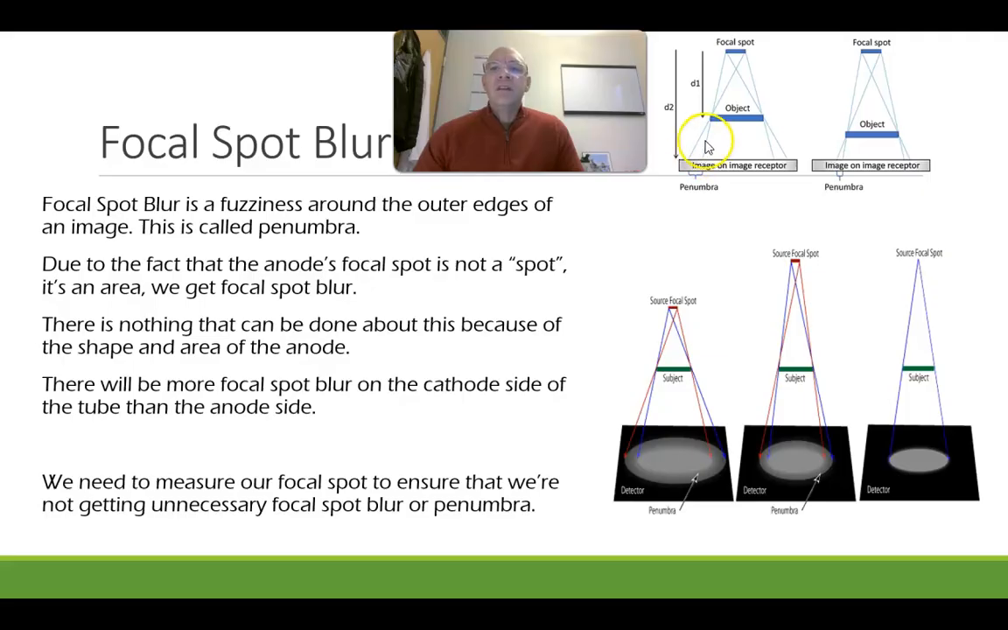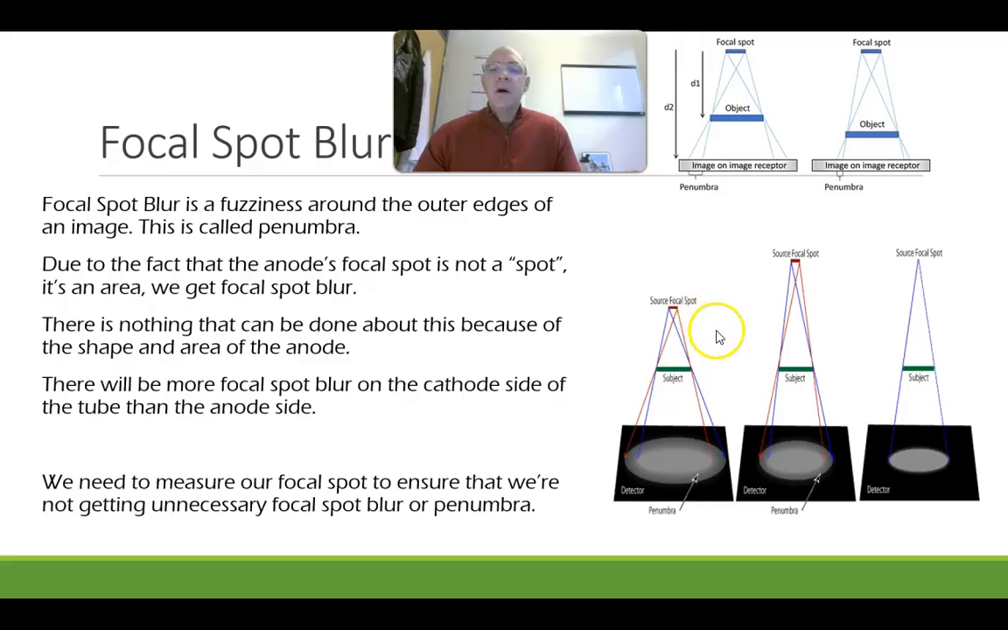And so there's different things that can affect that. The first thing that can affect it, which is shown in this top image, is that if you have higher OID, you're going to have more penumbra. So the farther I take my object away from the image plate, the more penumbra or focal spot blur I'm going to get. In this example you can see here, the object is closer to the plate, and therefore I have smaller amounts of blurring or penumbra. So if I can keep my OID to a minimum, I'm not going to have as much focal spot blur. The other thing that can affect that is your SID.